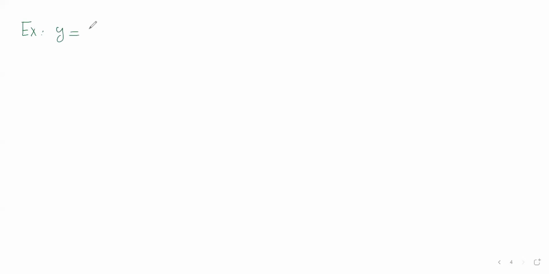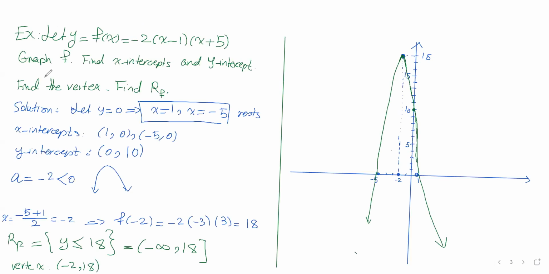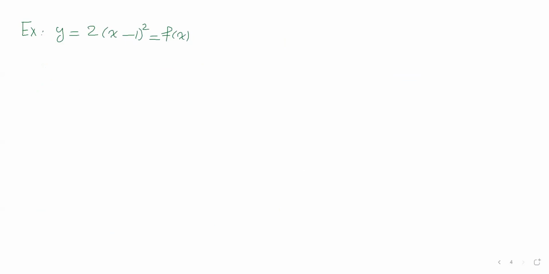Let's say I want to do this one: 2 times (x minus 1) squared. I don't want to focus on how to find the roots of a quadratic equation. I believe some of you already know, and if you don't know, you learn it. That's why I give it in a form where you can see that it has only one root. So this is my function f of x. The question is: graph f, find the x-intercept, y-intercept, find the vertex, and find the range. The same question. Think about it for a few seconds and see what happens.